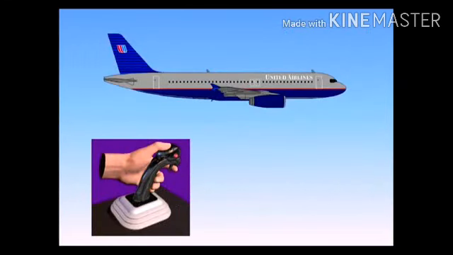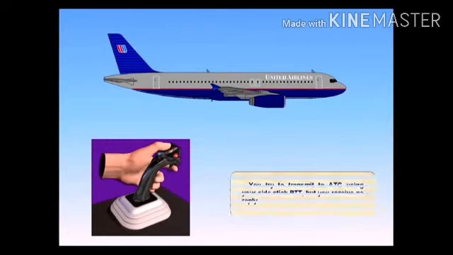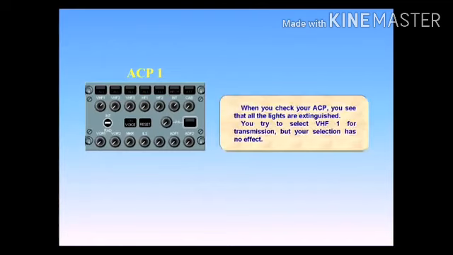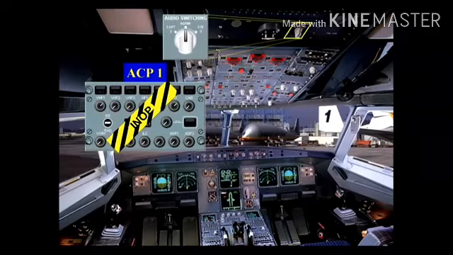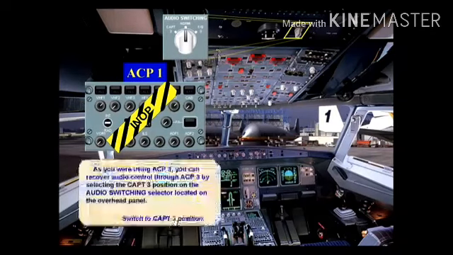You try to transmit to ATC using your side stick push-to-talk, but you receive no reply. When you check your ACP, you see that all the lights are extinguished. You try to select VHF1 for transmission, but your selection has no effect. As you were using ACP1, you can recover audio control through ACP3 by selecting the Captain 3 position on the audio switching selector located on the overhead panel. Switch to Captain 3 position.